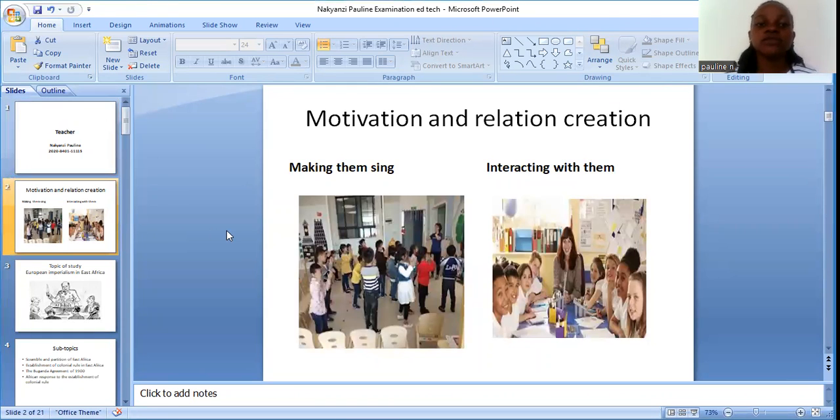First, before the start of the lesson, I'll take my students through the motivation and the relation creation part, whereby I'll interact with my students in different ways, like telling them stories and making them sing to get motivated into a lesson.